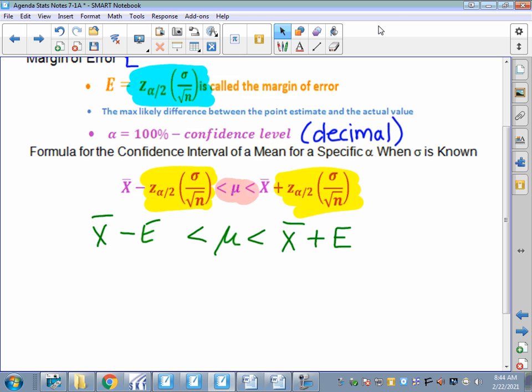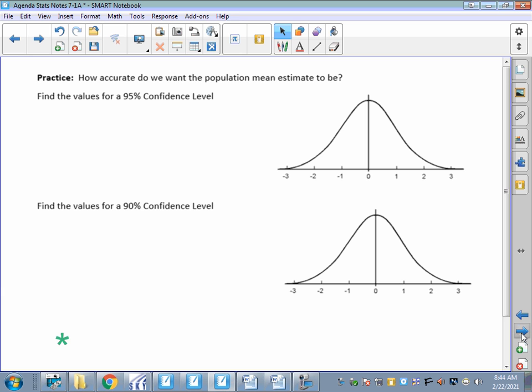So let's do some practice. This is going to require a little bit of z-table work, so please make sure you've got your z-table. That is not going away. Let's just start off with our values. How accurate do we want the population mean estimate to be? In the first example, find the values for a 95% confidence level.